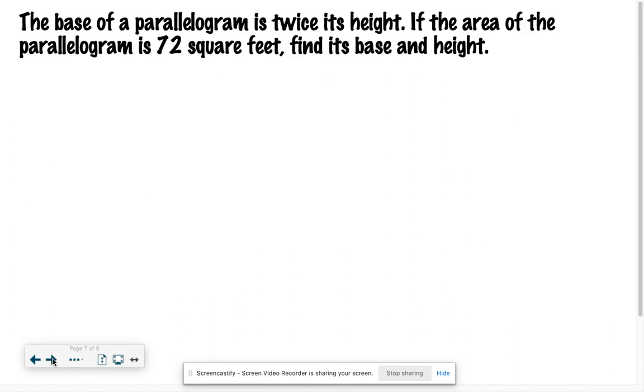Then our last one here, we're going to work backwards. It says the base of a parallelogram is twice its height. If the area of the parallelogram is 72 square feet, find its base and height. We're not told what our base is or our height, but we can figure it out by giving them a variable. Do we know what its height is? Not yet. So for now, we're going to call it x, okay? Now, if our base is twice that amount, how do I represent that? Well, it would be 2 of those, 2x.